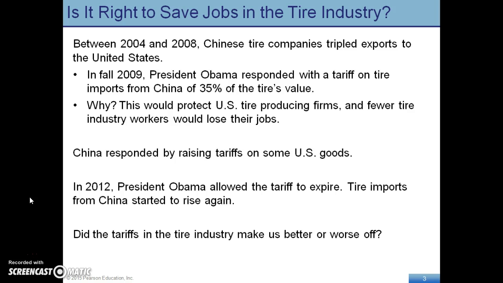China responded by raising tariffs on some U.S. goods. So in 2012, President Obama allowed the tariff to expire, and basically the tire imports from China started to rise again. And you'll notice that this competition between countries and the role of tariffs creates a lot of challenges. And these challenges in the market will allow for higher prices basically for consumers.